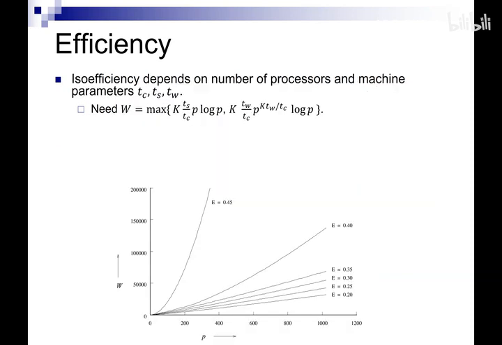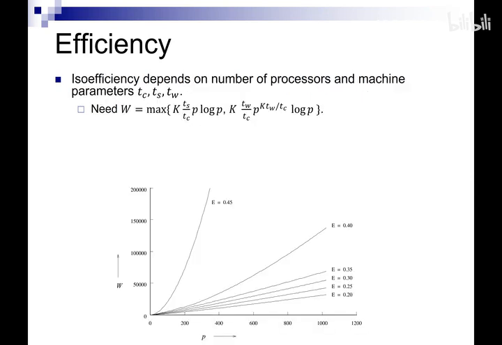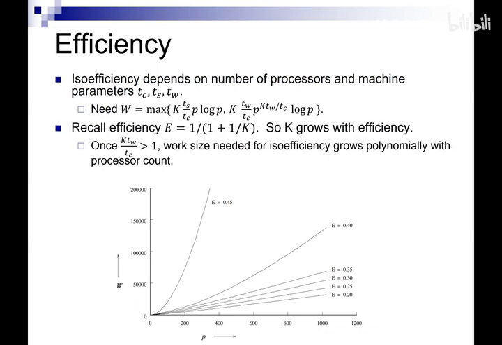Okay, so what we need is for w to be at least this large, and also at least this large. So w is going to be at least the max of these two things for isoefficiency. Now what this plot is showing is that if you increase your number of processors, then according to this equation, your total amount of work also needs to increase. So this plot shows, for different efficiency levels, how quickly your amount of work needs to increase.